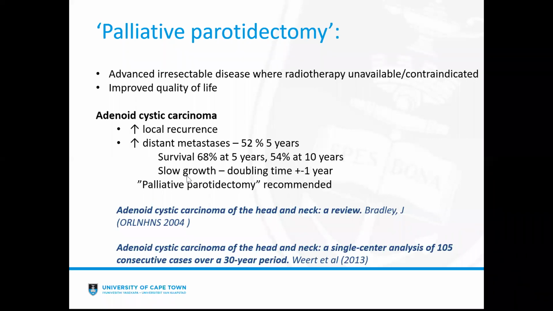In spite of this, overall survival at 5 years is still remarkably high at 68% and 54% at 10 years, with the average life expectancy from diagnosis of metastatic disease being 36 months, and may even reach 10 years in certain cases. These pulmonary metastases are slow growing, with a doubling time of 1 year. And on the basis of this, parotidectomy should be offered to patients with metastatic adenoid cystic carcinoma.